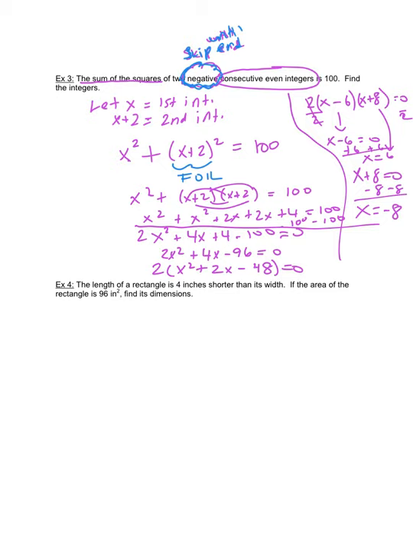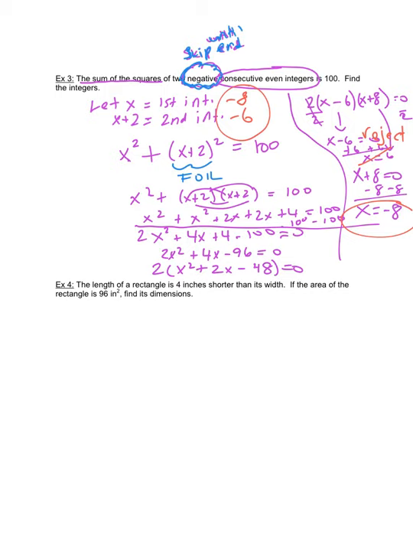And then I go back to the beginning, and I go back to the fact that they told me that the numbers were going to be negative. So since the numbers were going to be negative, I am going to reject the positive. Just like we did yesterday, we're going to reject the positive value, and we're only going to accept the negative value. So for our first integer, we have negative 8. And then for the second integer, we have negative 8 plus 2, which is negative 6. And those are our two integers.